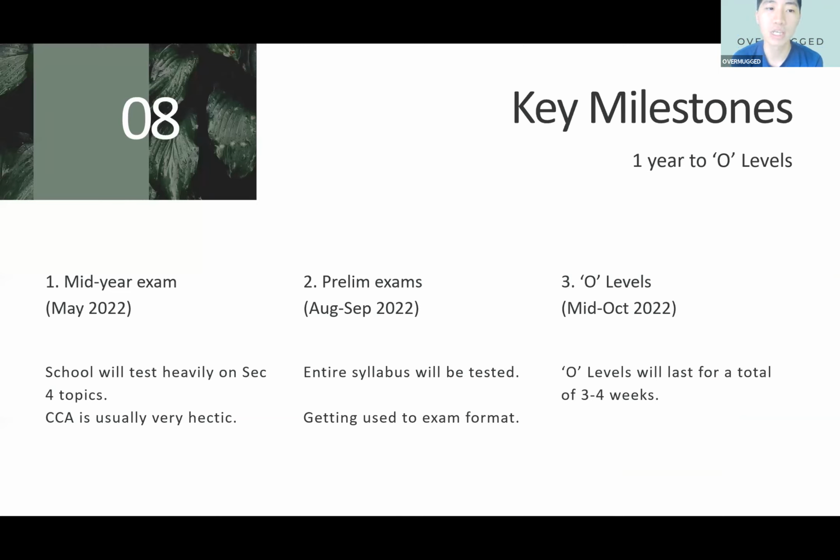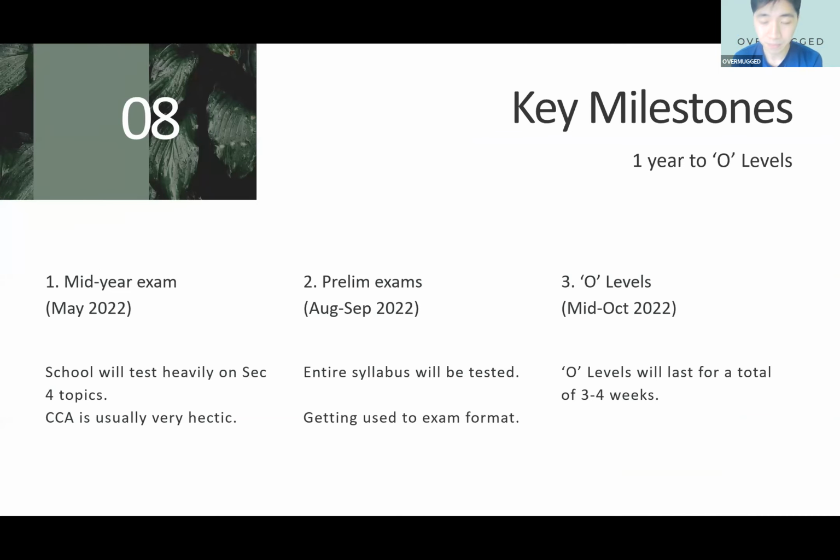Mid-year exams are usually in May, usually in the second or third week of May. They usually test more on Sec 4 topics, but some schools still like to recap older stuff. CCA will be super hectic because of either your B division, your competition, or your handover, or your investitures and stuff. So you need to be prepared that mid-year is going to be tough.